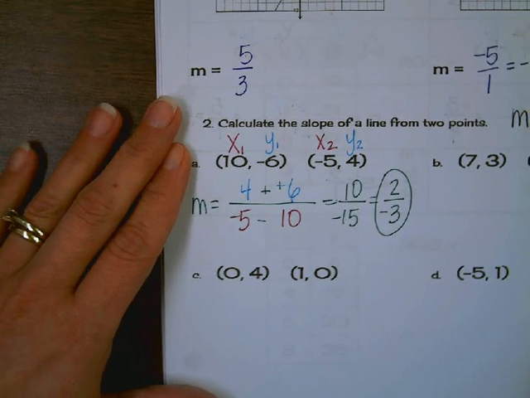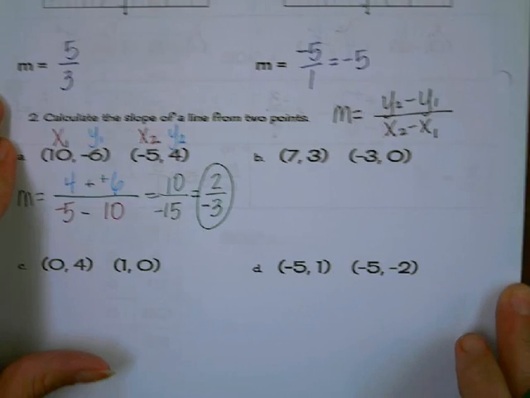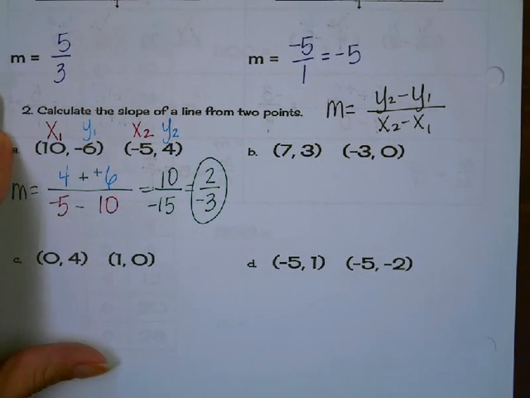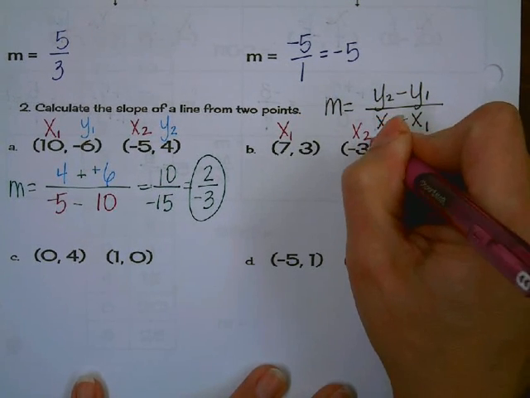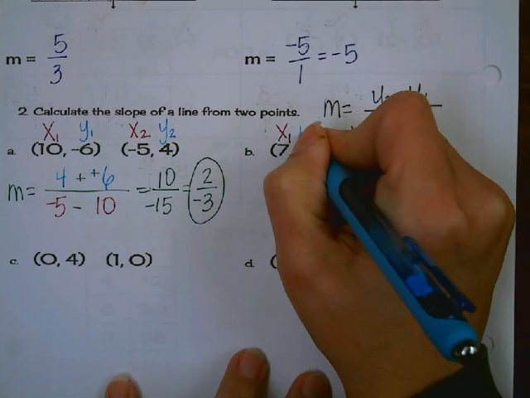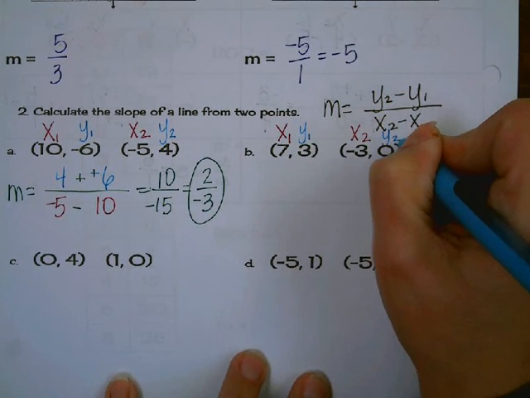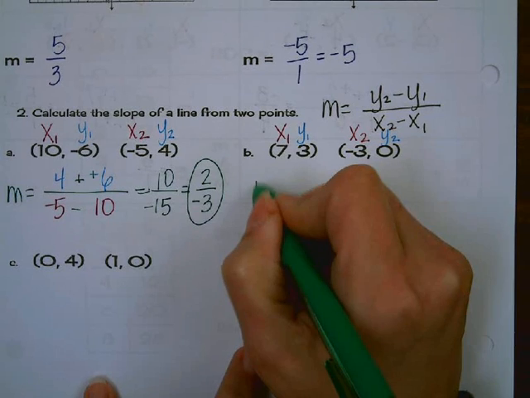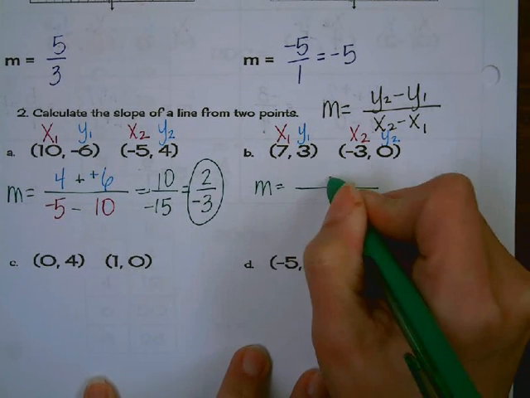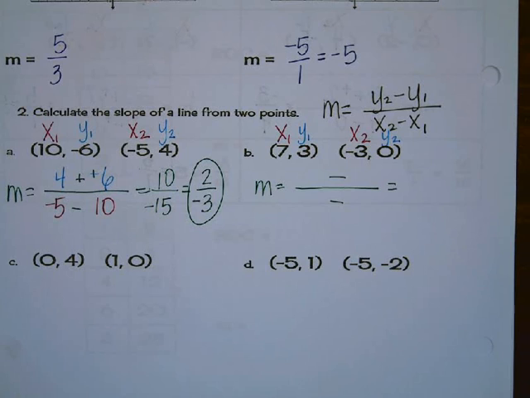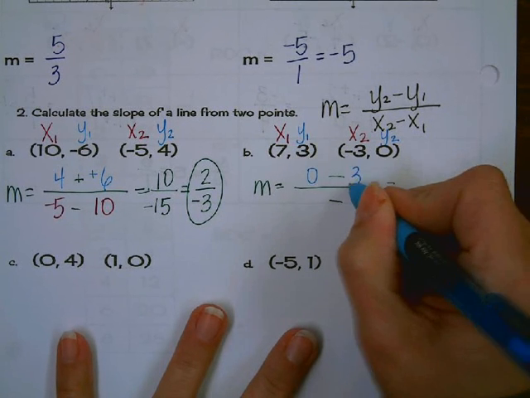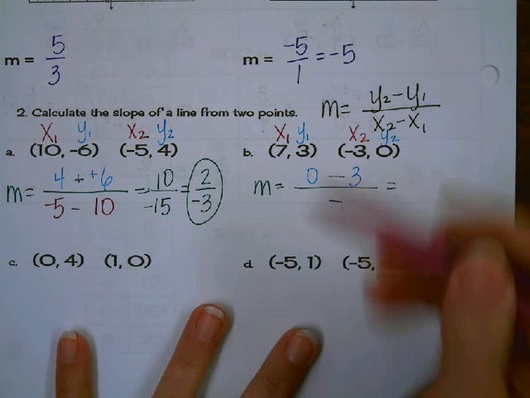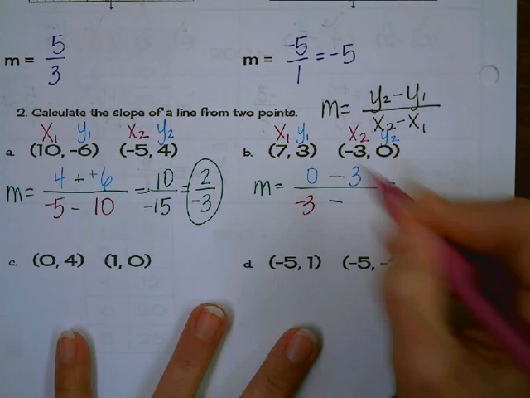All right, let's hop over to B. So same thing that I've done in the past. I'm going to label my points. This is going to be my x1. This is going to be my x2. Here is my y1. Here is my y2. All right, so my formula is to do y2 minus y1. So y2 is 0 minus my y1, which is 3. My x2 is -3 minus my x1, which is 7.